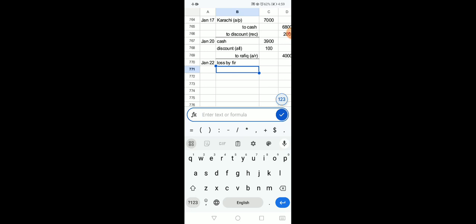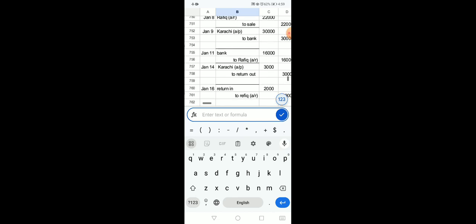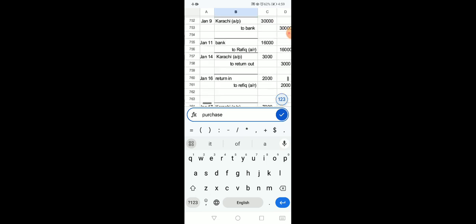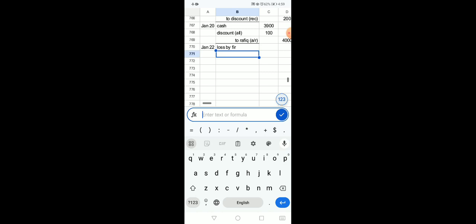When you were buying goods, you mentioned the word purchase on the debit side. Since now goods are lost by fire, we will indirectly understand that the goods which were purchased have decreased. When purchased, we debited purchase, and now the amount of goods purchased has been decreasing.